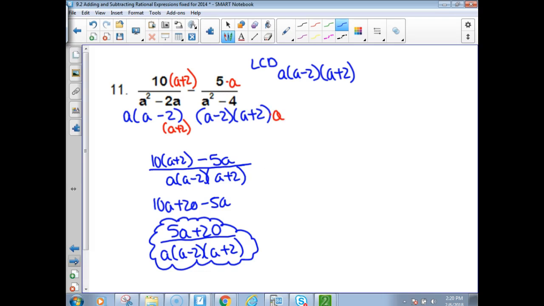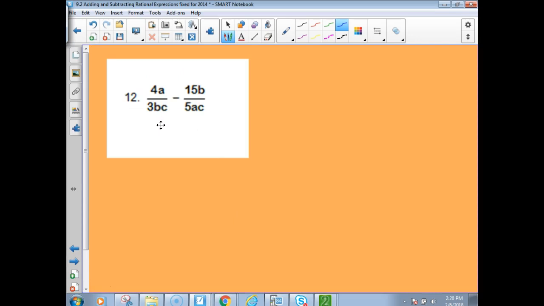Okay, does anybody still need this? Oh, all right. So 12, the LCD. I need the 3 times the B times the C. Then all I do is look at the next denominator and I see there's a 5, so I need it. Because 5 and 3 are not common to one another. They're different. One doesn't divide into the other. And I don't have an A, so I need an A. I already have the C. So I'm going to take 4A and multiply it by what's missing, which would be the 5A. The first fraction needs to be multiplied by 5A. The second one needs to be multiplied by 3B.